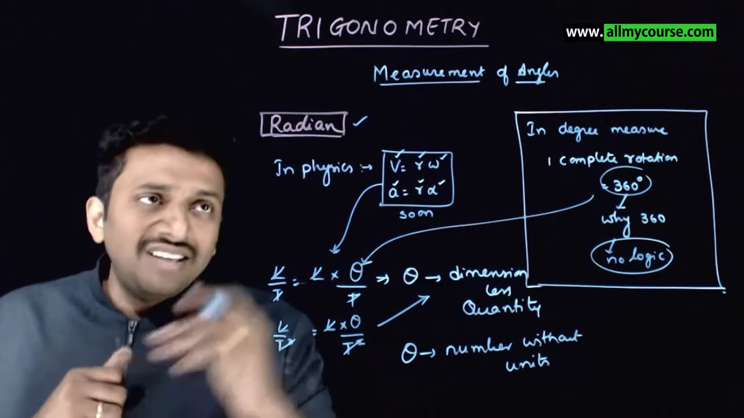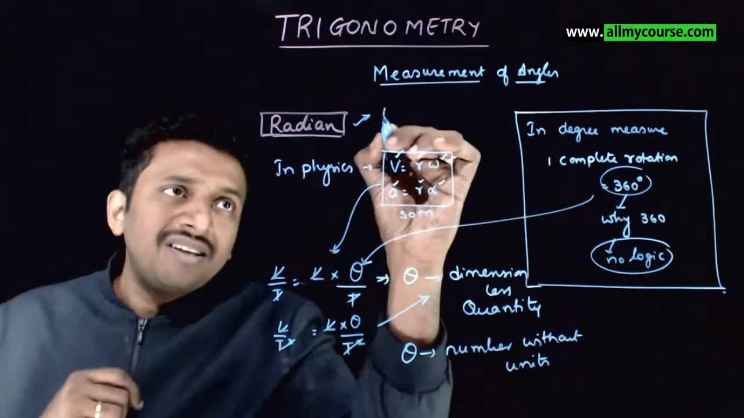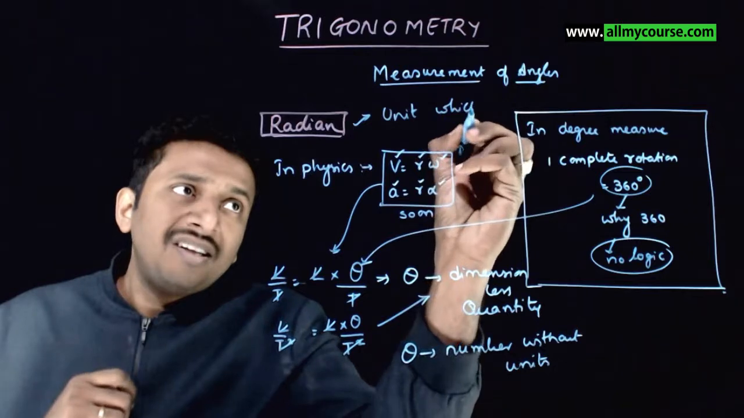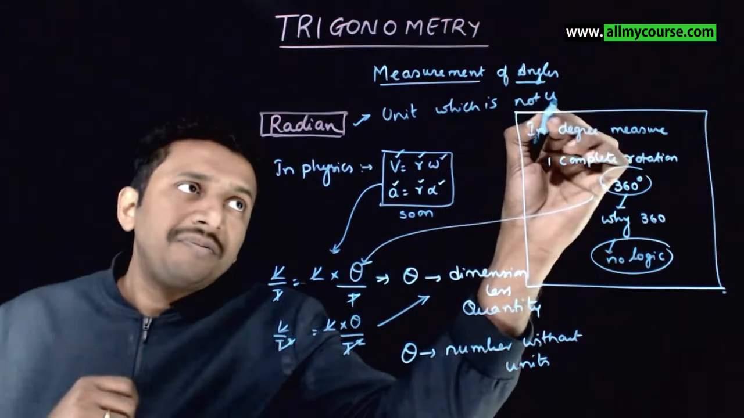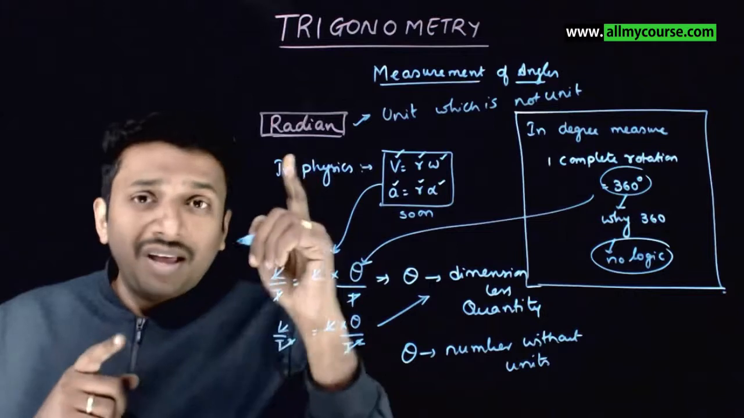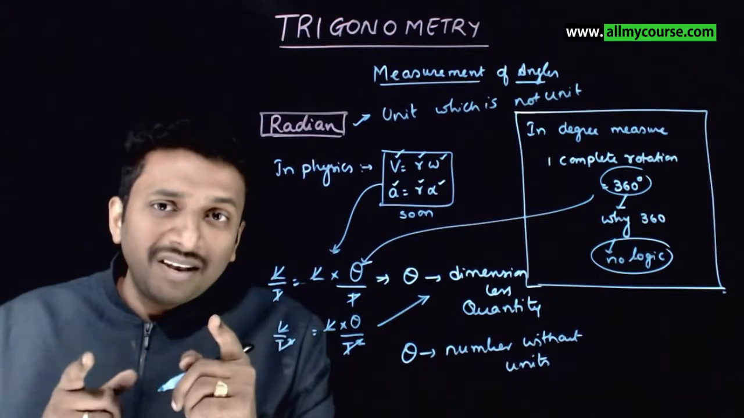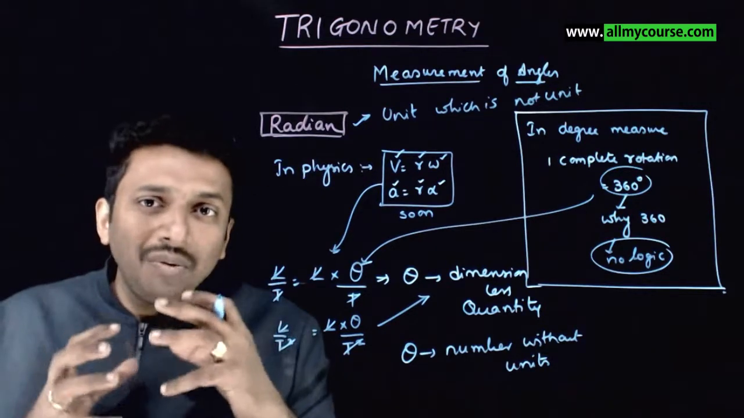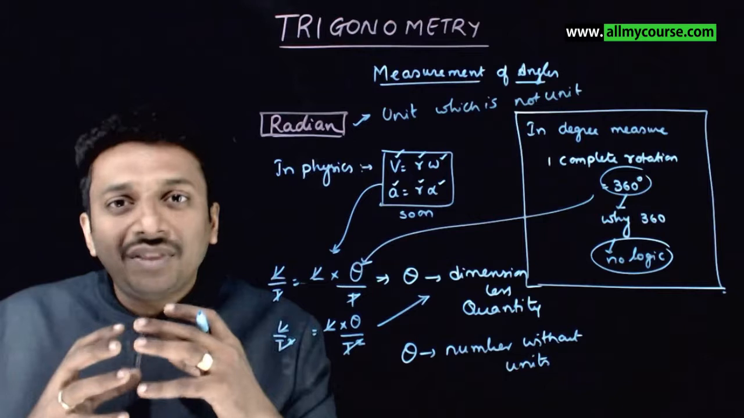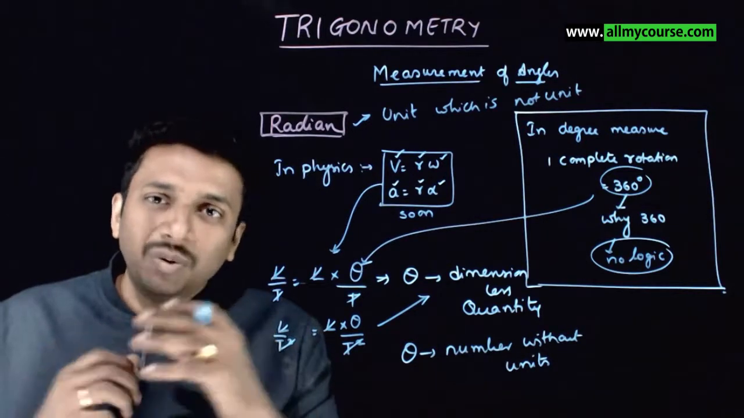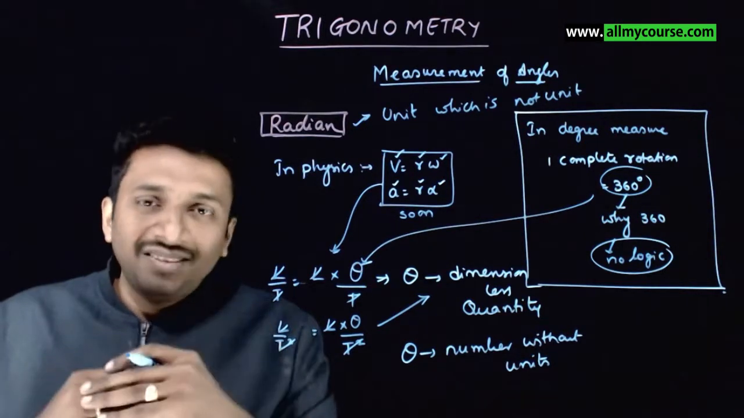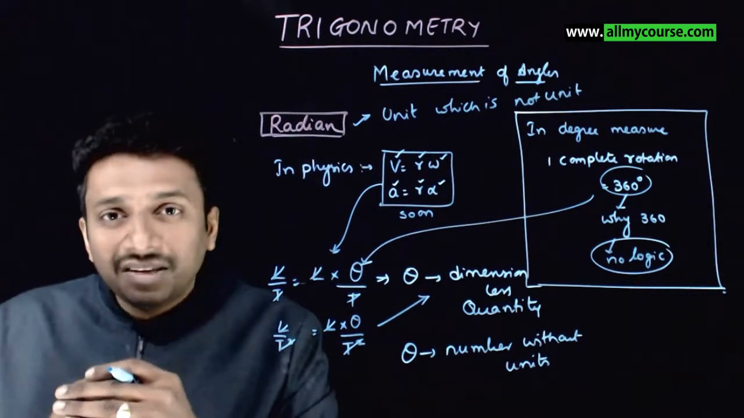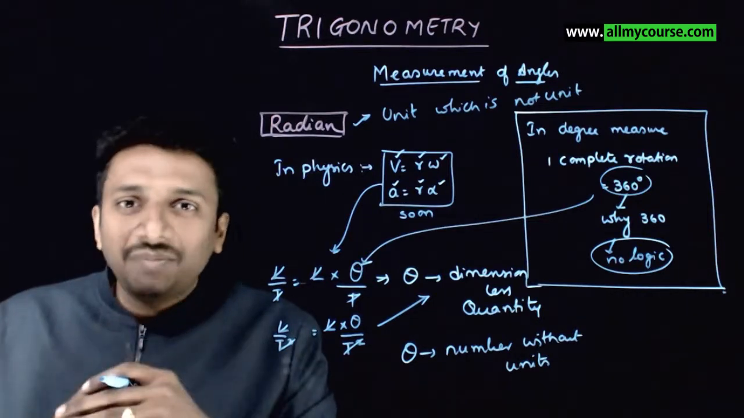So radian is a unit of measurement of angle which is not a unit also. Radian is a way of measuring angle without the use of any units. Radian measure gives you the angle as just a number without using any units. So let us see what the logic about radian is. Many students feel a lot of difficulty in understanding radian, so let us try to simplify and understand the meaning of radian.